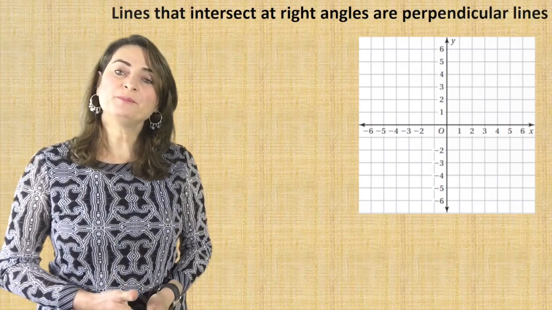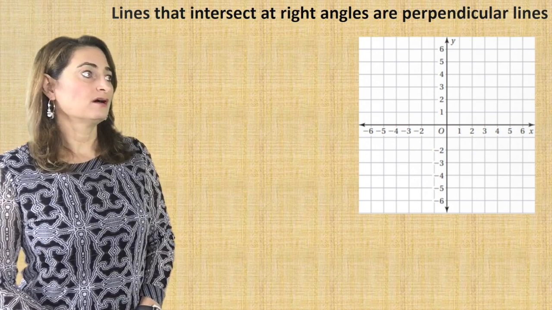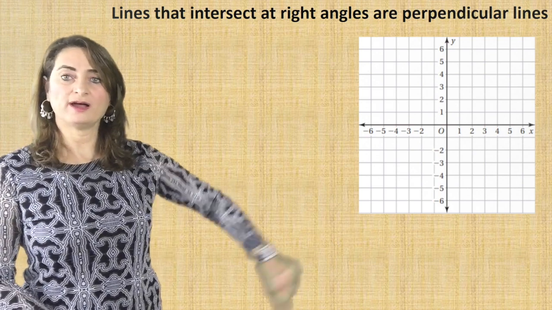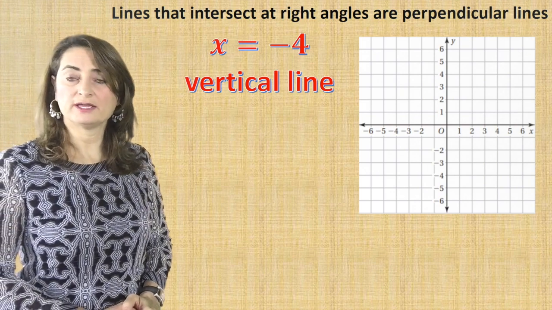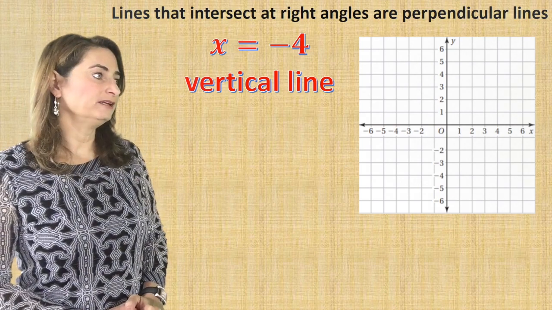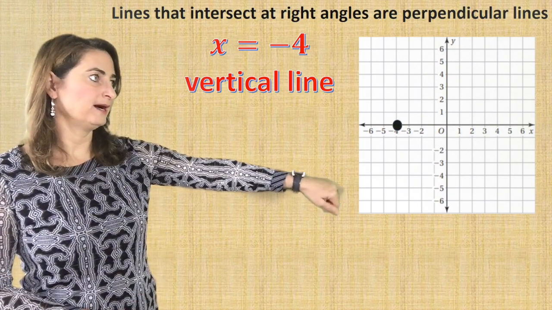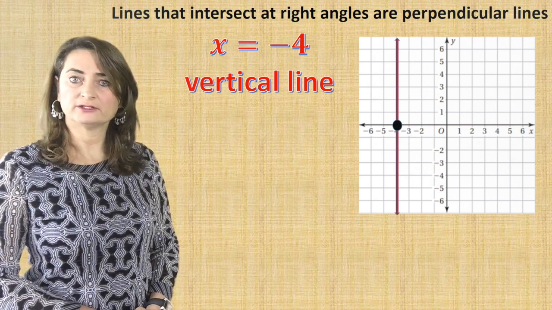Now let's talk about perpendicular lines. Lines that intersect at right angles are perpendicular lines. So here's a graph. Let's graph x equals -4, which is a vertical line. Remember how to graph this. Go to the x-axis, -4, and put that black dot, and then draw a line through it.